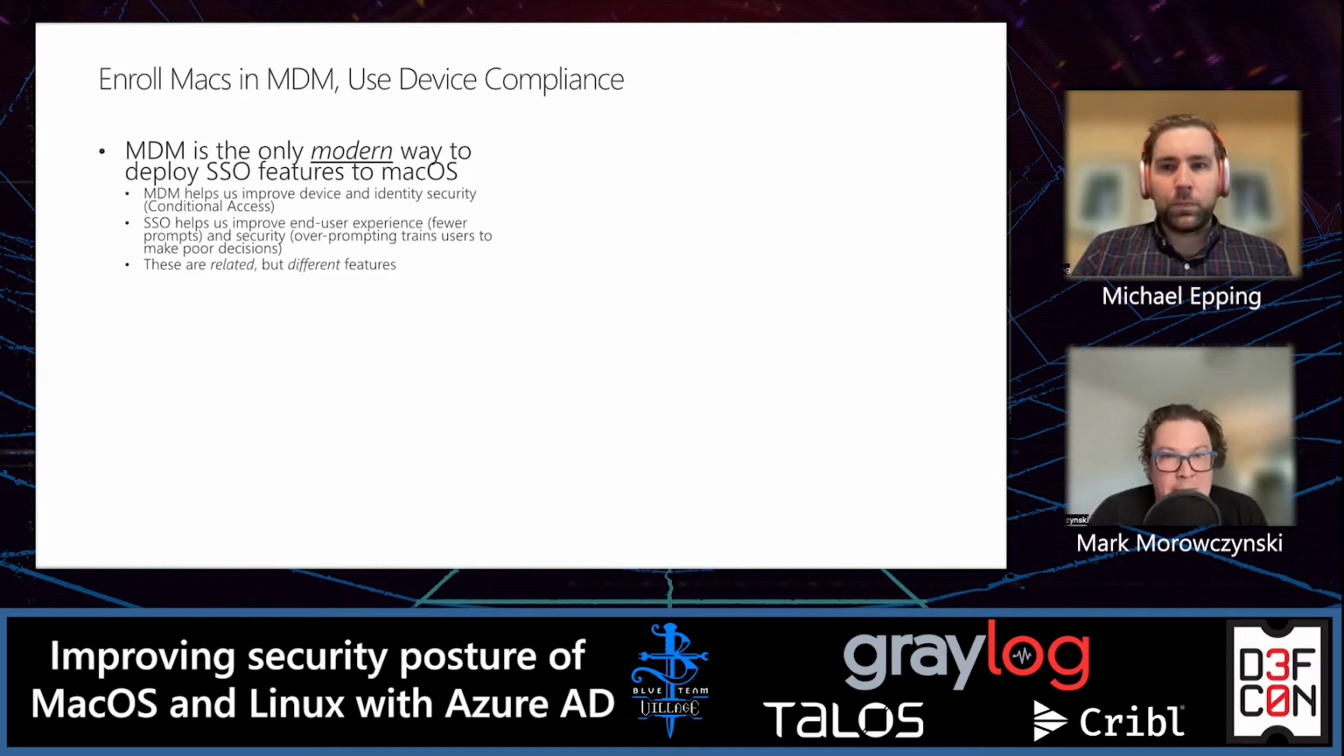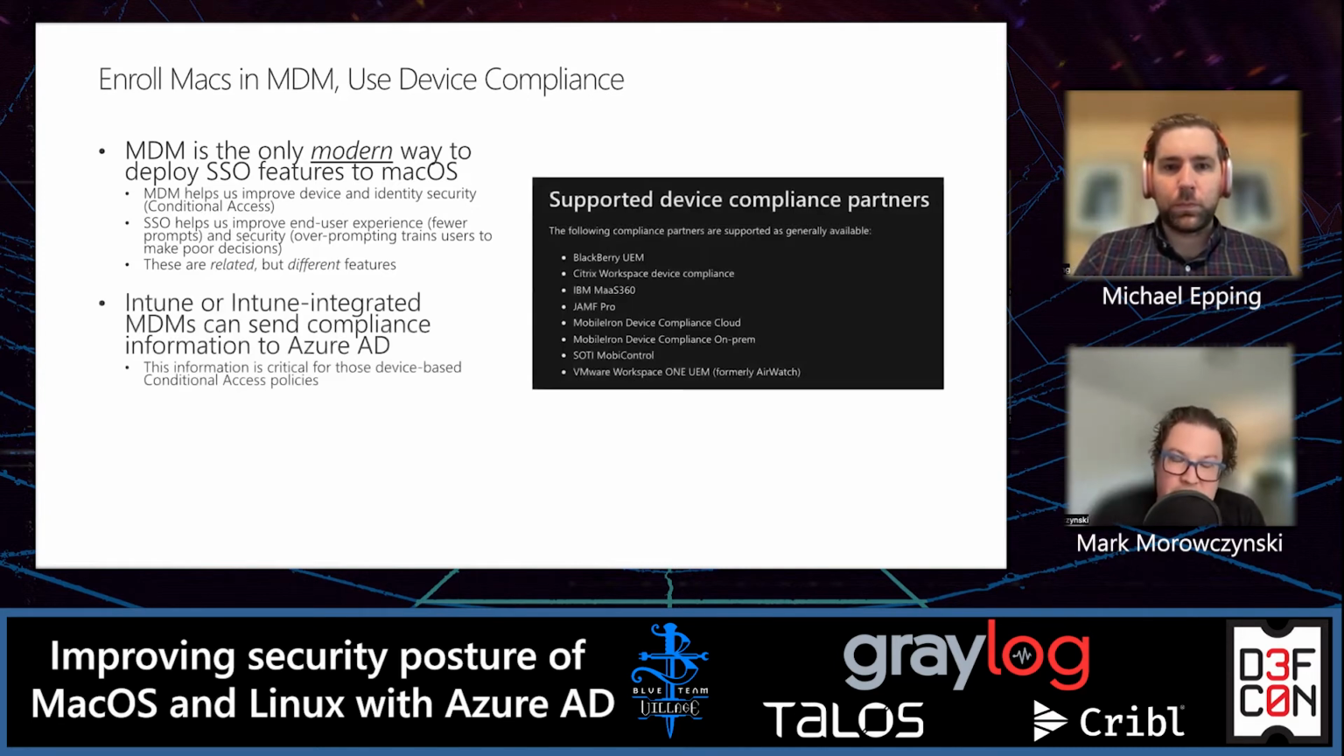Okay, so what are the MDMs we can use to start enrolling in device compliance? So first, you can use Intune, or if you are not using Intune, you can use an MDM that integrates with Intune, so we're able to get that device compliance to Azure AD. They publish this list here. The most common ones we see with customers, if you're not using Intune, is something like Jamf Pro or VMware Workspace ONE. And this is really, really important because this will allow us to pass those device-based conditional access policies.